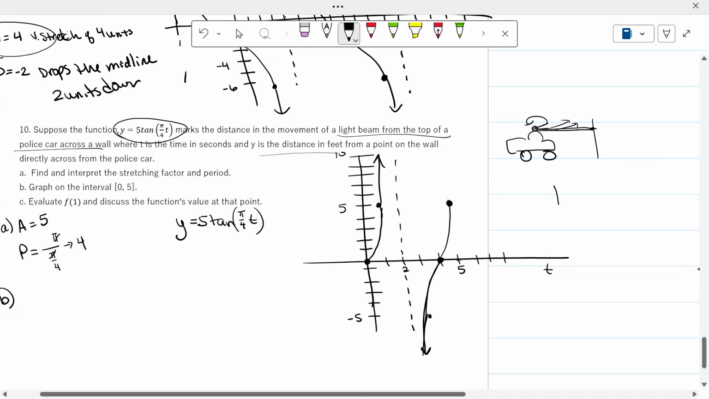So now let's suppose you're looking at the wall. So you're in the police car looking straight across the wall. Here's where the light beam hits when it's directly across from you. As the light beam moves, it's shifting this way. This distance that it is from this main point, this is the y value that they're describing in the equation. So the y value is dictating how far we are from that original point. Obviously, as the light on the car turns, this distance from the center gets larger and larger and larger.